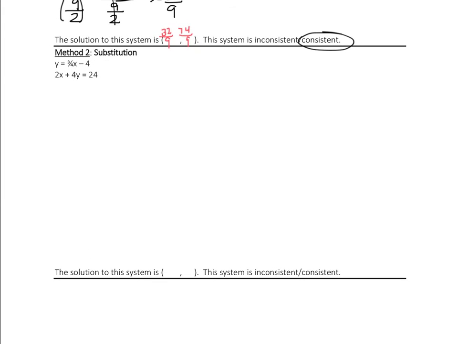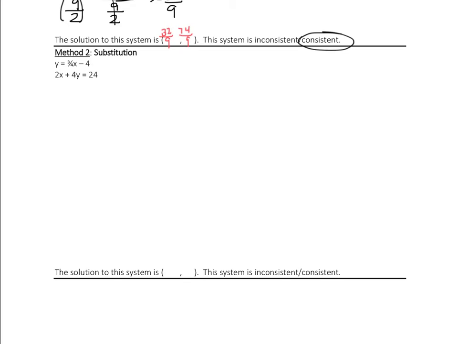So this method is called substitution. Now if you notice, this given information, the first equation, is given in y equals form, but the second equation is not given in y equals form. If you really wanted to, you could absolutely solve this second equation for y equals and then set these two equal to each other. But sometimes it's important to use another method.